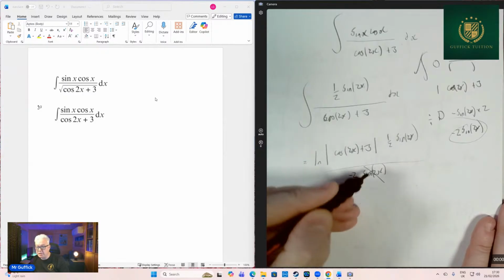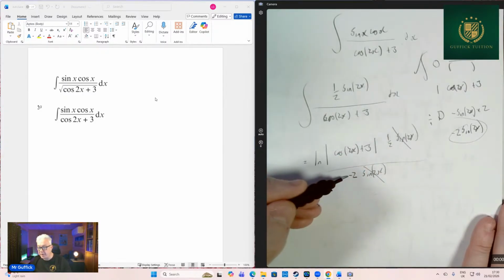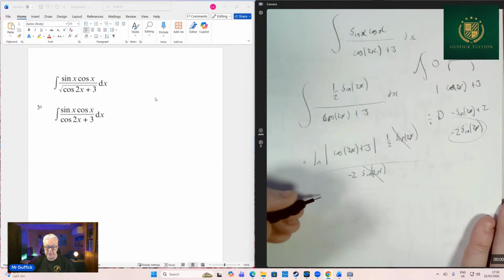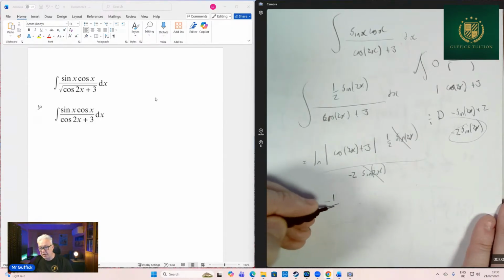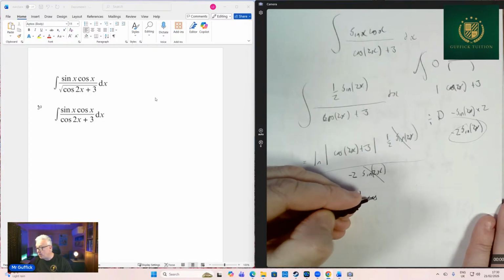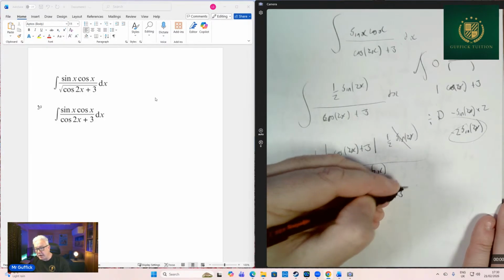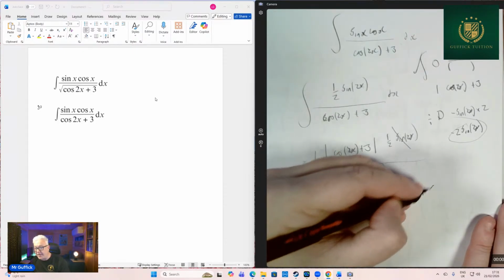So that sine 2x cancels with that sine 2x. And then a half divided by minus 2 is going to go to minus a quarter. So that's going to give me minus a quarter ln mod of cos 2x add 3, like so, add c, and that's it done.